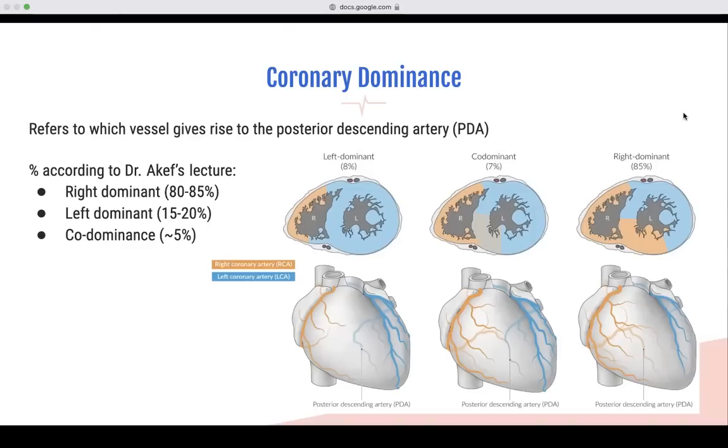Can anyone guess? In a case of an occlusion in one of the arteries, if the entire blood supply to the heart is coming, not the entire, but mostly from the right artery, which part would be affected mainly? Which part are you concerned about here in terms of the interventricular septum? Exactly, interventricular septum. Also, yeah, I see the people in the chat as well.